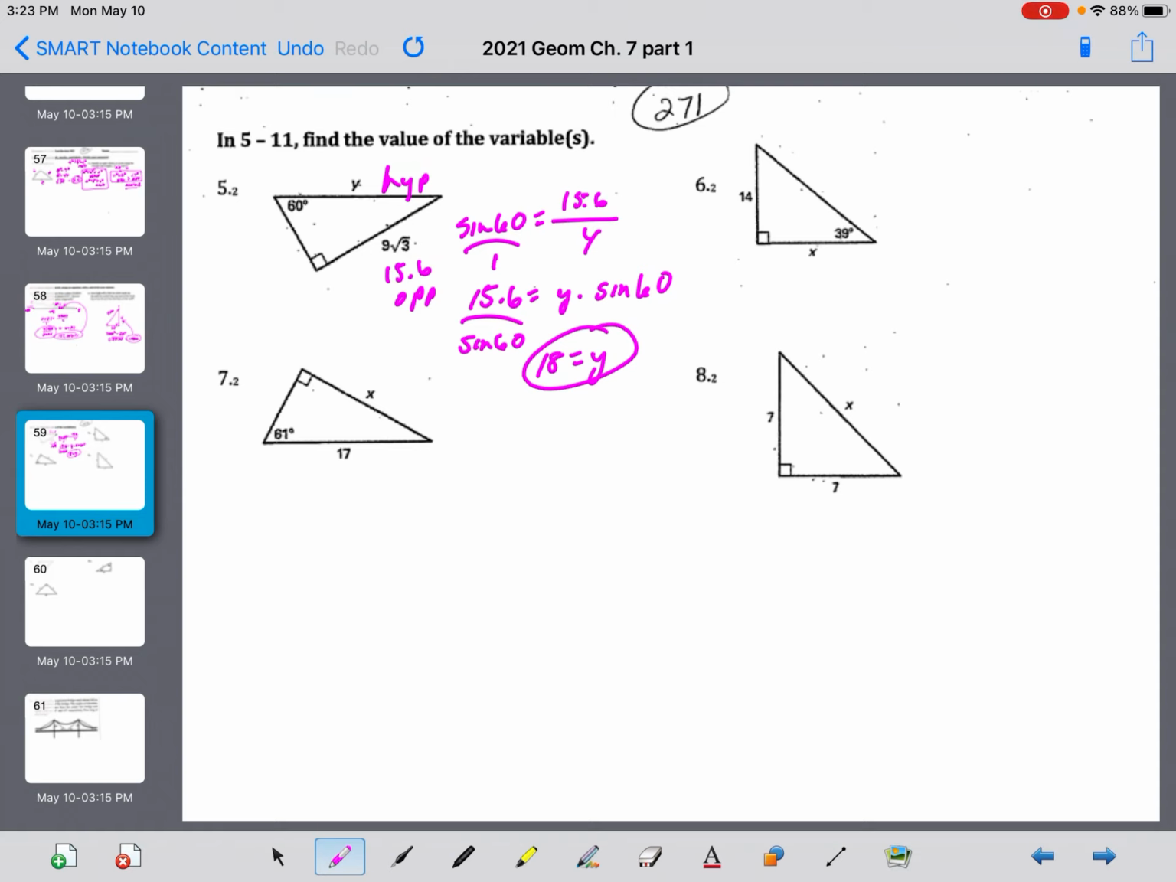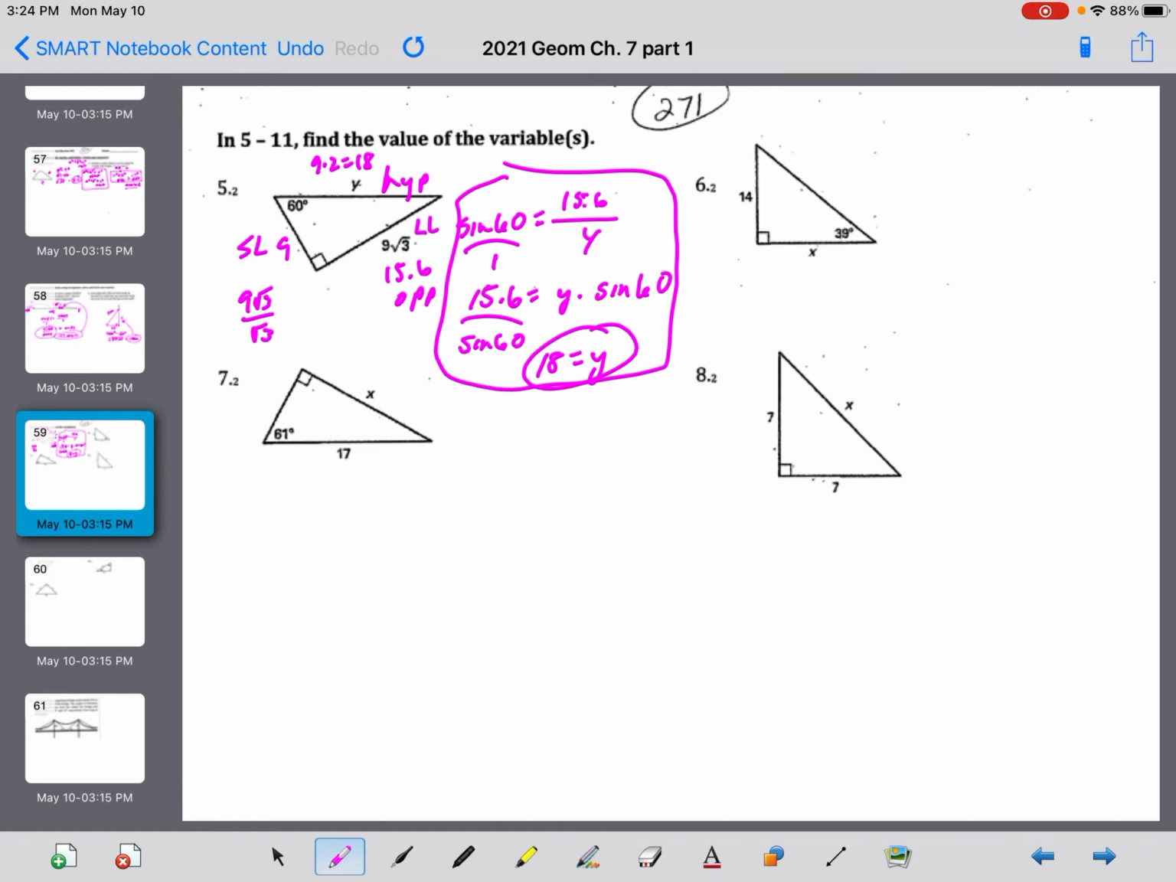The other way to do this one is to remember the shortcut triangle. This would be the long leg, LL. So you would divide it by the square root of 3 to get the short leg over here, which would be 9. And then 9 times 2 is 18, because the hypotenuse is always twice the short leg. You don't have to remember the shortcuts if you just remember trig.